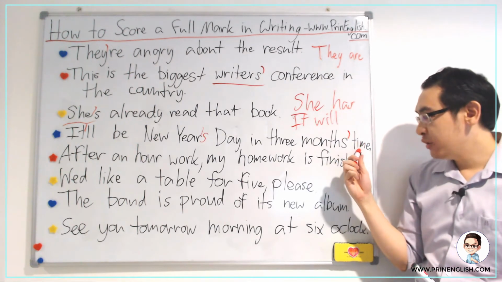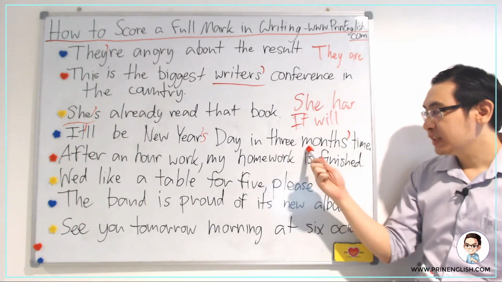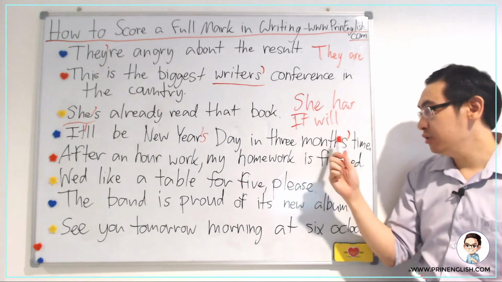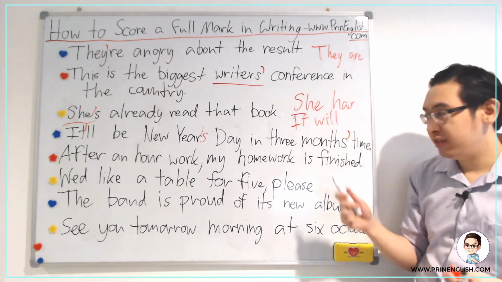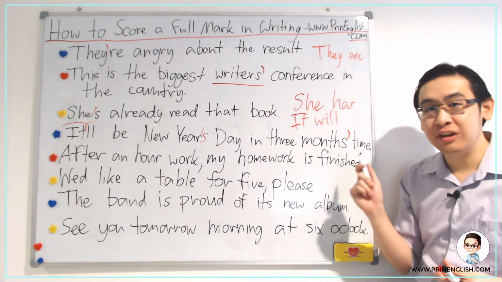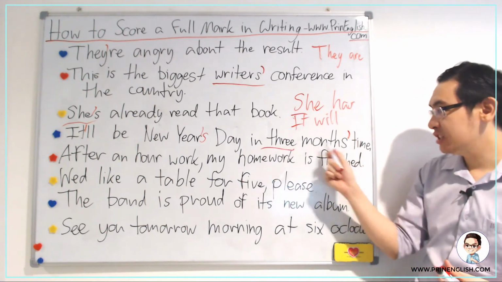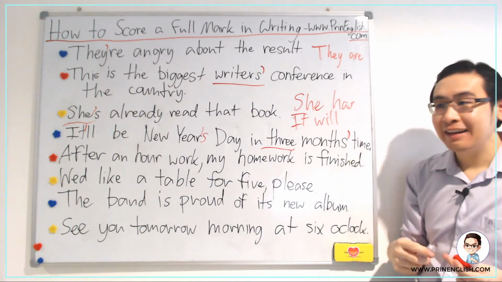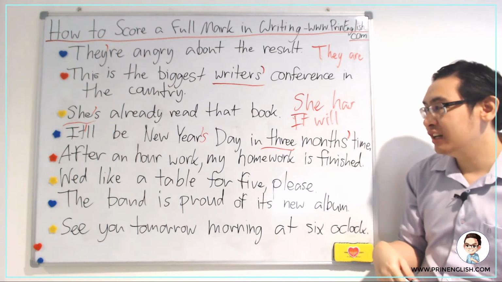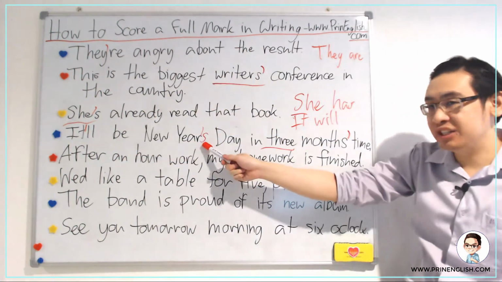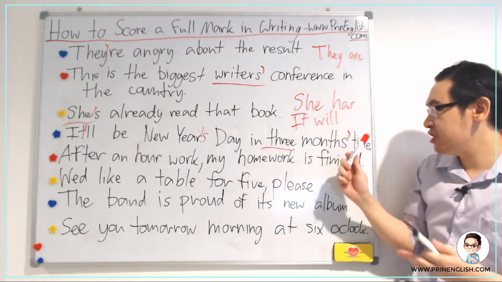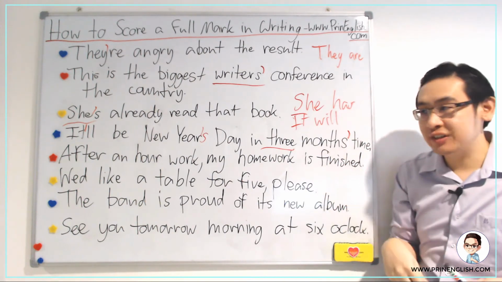So the duration of time is 3 months. Since months is plural, we put the apostrophe after S, okay? But if it's 1 month, then it's apostrophe then S. But this one is 3 months, so it's apostrophe after S, okay? So in this sentence, we need 3 places. The first one is a contraction, the second one is a possession, showing possession, and this one shows duration of time, okay?